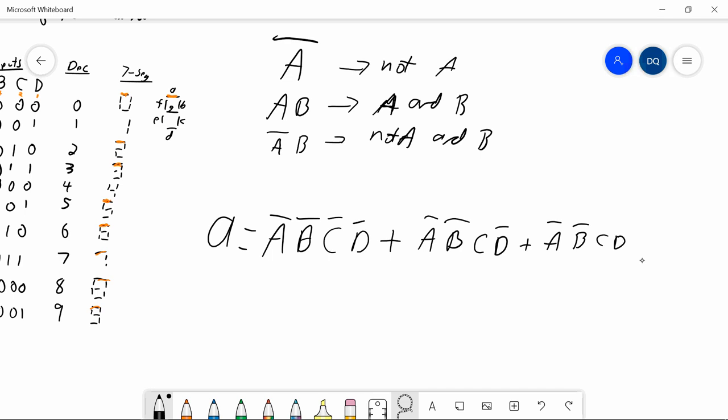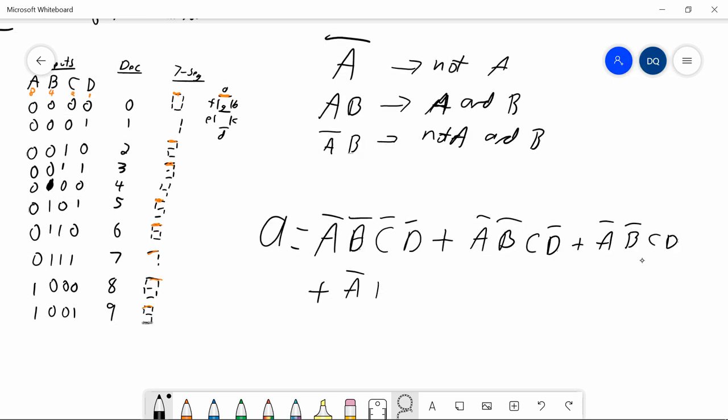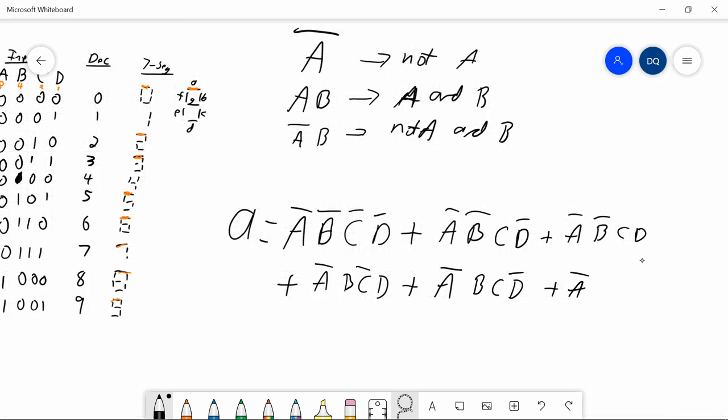Or if we have a 5, and a 5 is not A, B, not C, D. Or if we have a 6, which is not A, B, C, not D. Or if we have a 7, which is not A, B, C, D. Or if we have an 8, which is A, not B, not C, not D. Or if we have a 9, A, not B, not C, D.